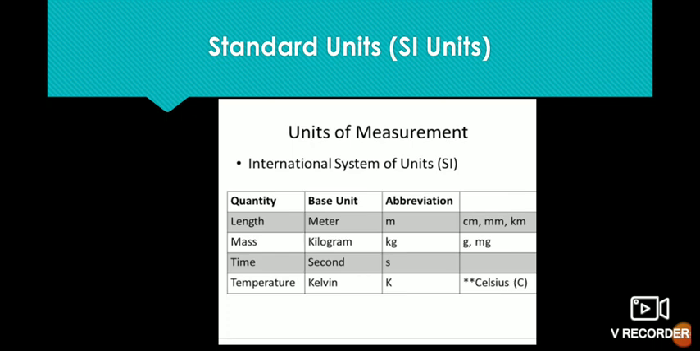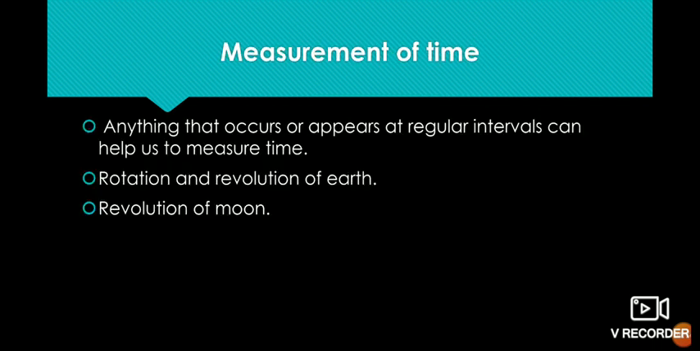So, what are the SI units of measurement of length? It is meters. For mass, it is kilograms. For time, it is second. And for temperature, it is Kelvin. So these are the SI units of measurement.